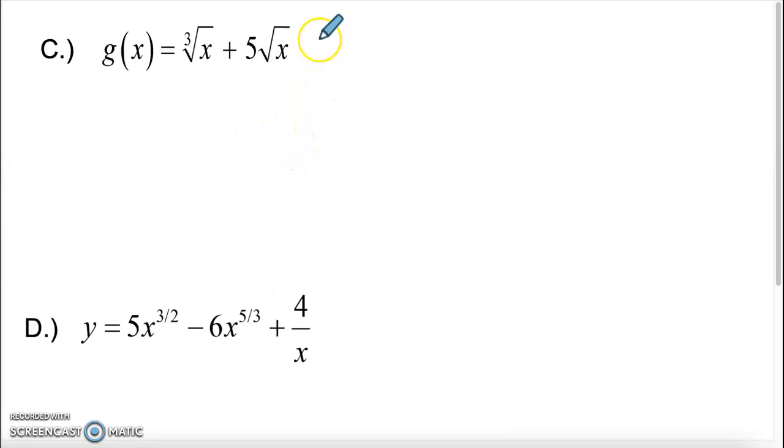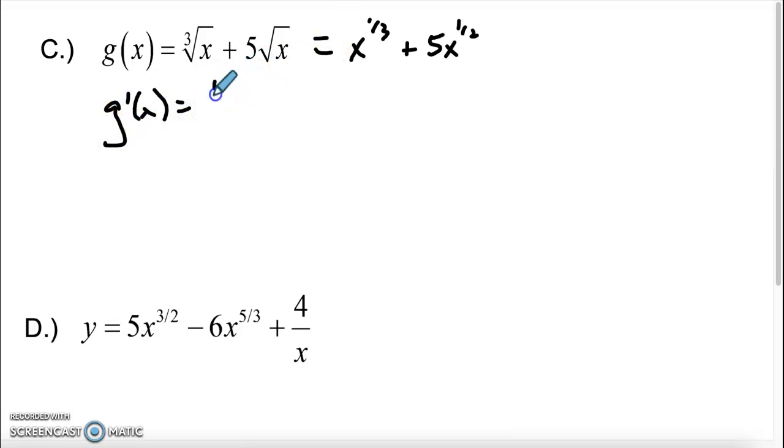So on these, I want to rewrite the function before I take the derivative. Okay, so this would be x to the 1/3 power plus 5 times x to the 1/2 power. And now I can take the derivative using the power rule. Right? So bring the 1/3 out front, subtract 1 from the exponent. Bring the 1/2 out front. 5 times 1/2 would be 5/2, and then subtract 1 from the exponent.